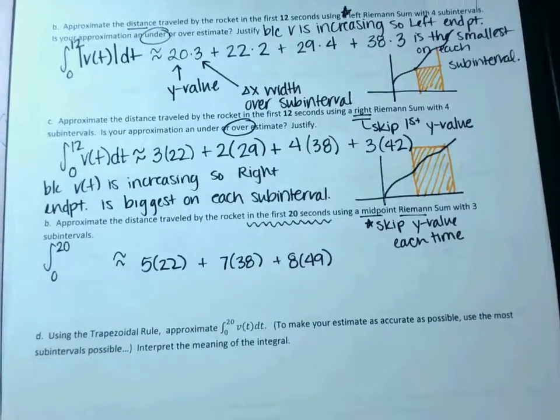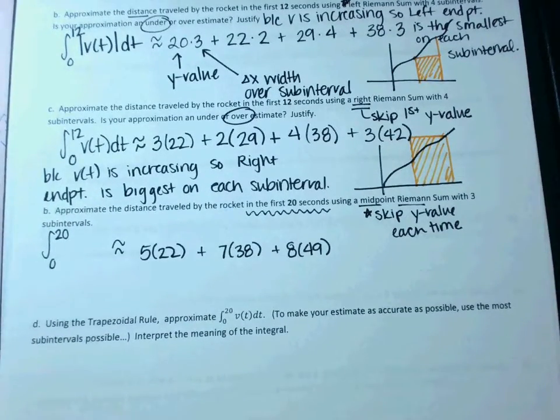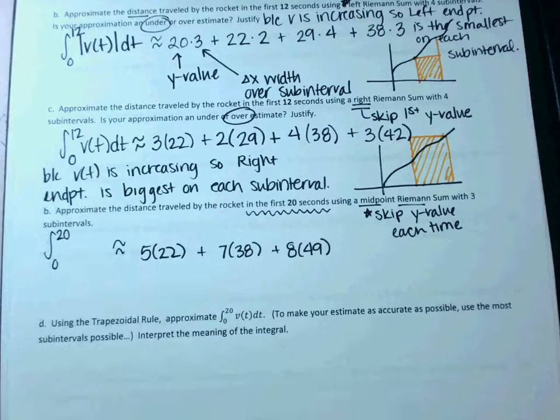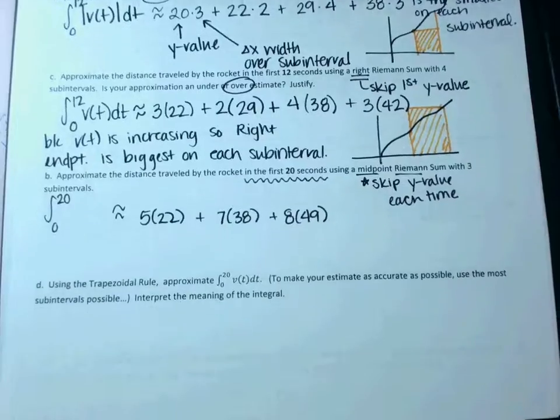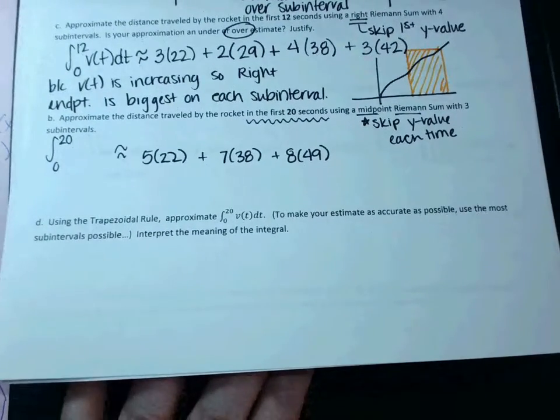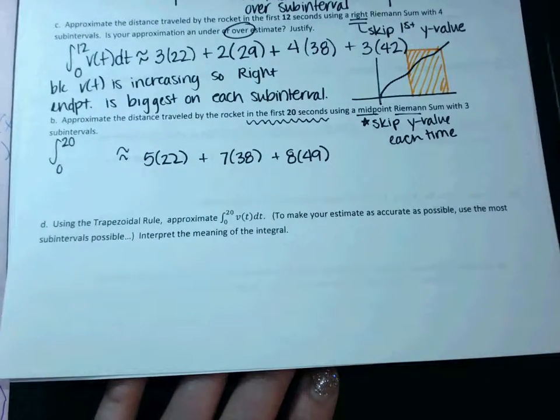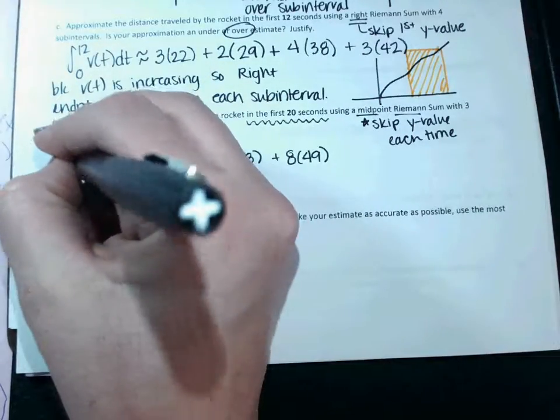Can you tell if a midpoint is over or under? No. Because remember, a little bit's too much, a little bit's too little, and they kind of cross each other out. Okay, last one is your trapezoidal rule. Okay. What's the thing in the middle? Oh, it should have been v of t.